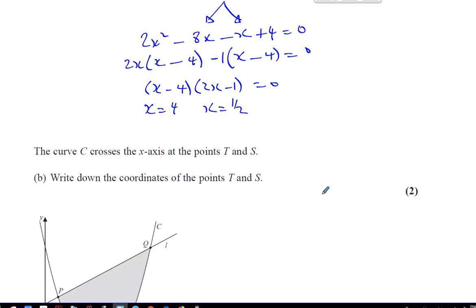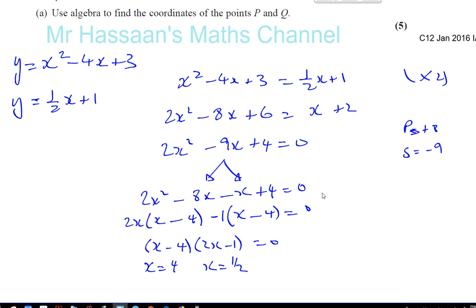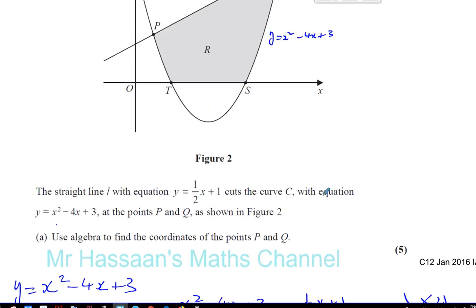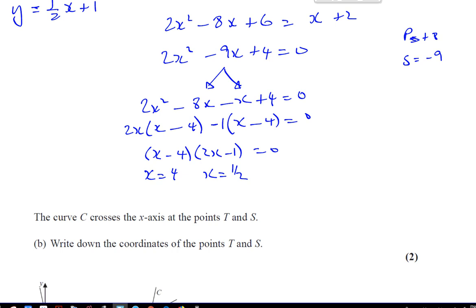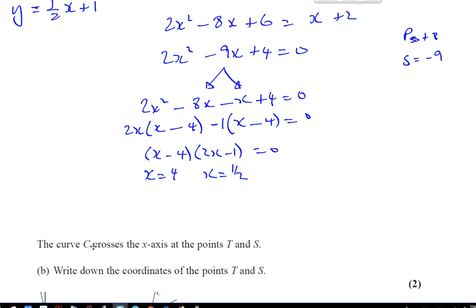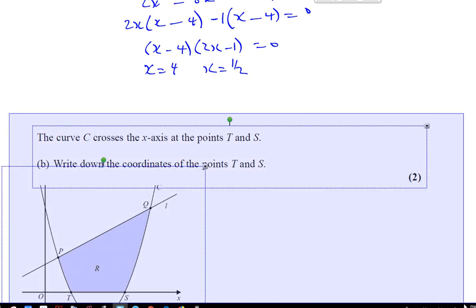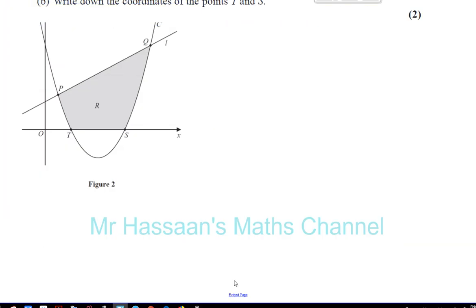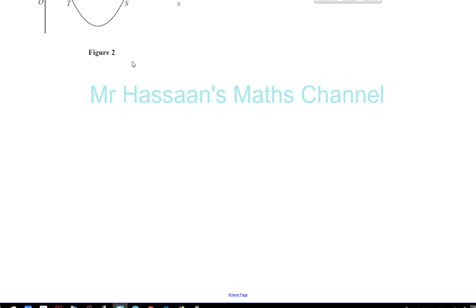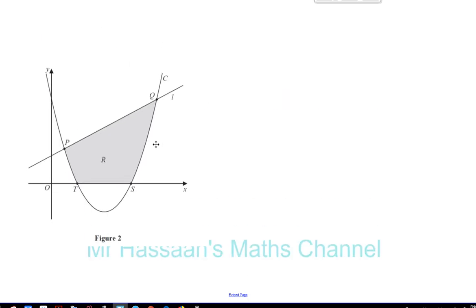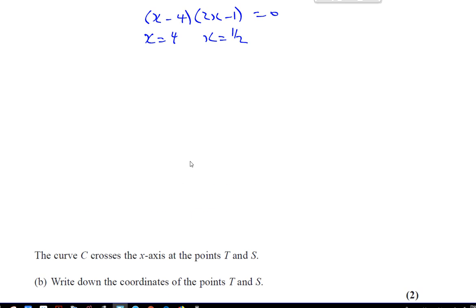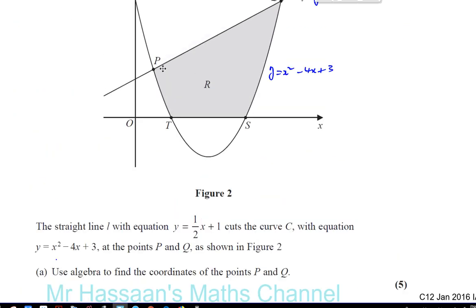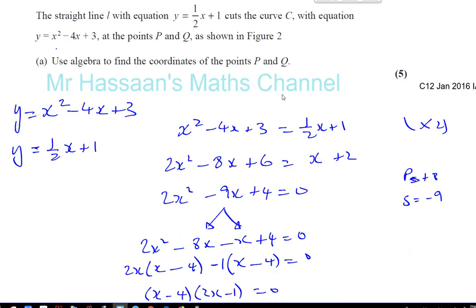Okay. Now, that's not the answer, because it says find the coordinates of P and Q. Now, obviously, P must be the one with x coordinate a half, and Q must be with the x coordinate 4. So let's make a bit more space here. Move these things down a bit. Okay, so now we can see from the graph that P must be x equals a half and Q must be x equals 4.